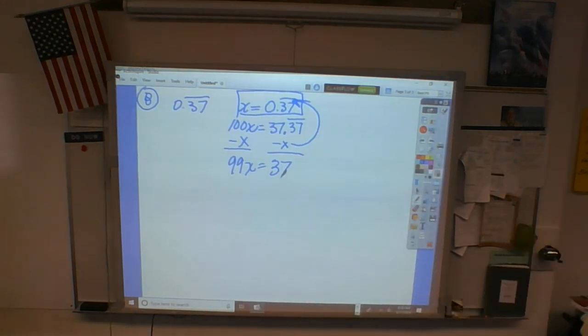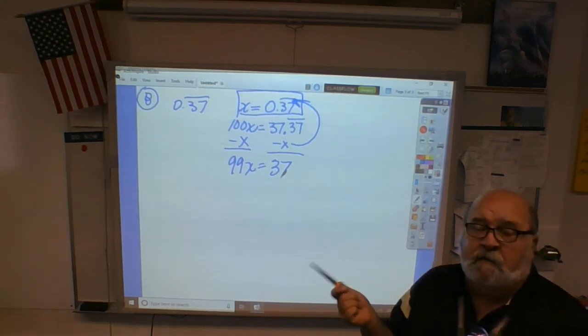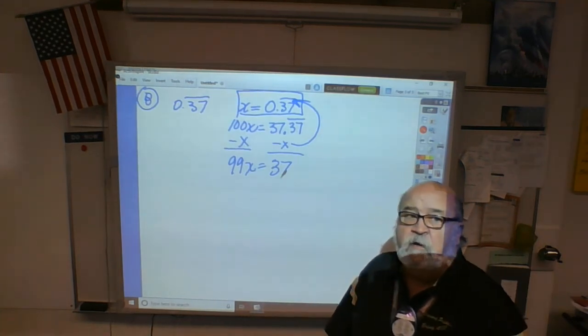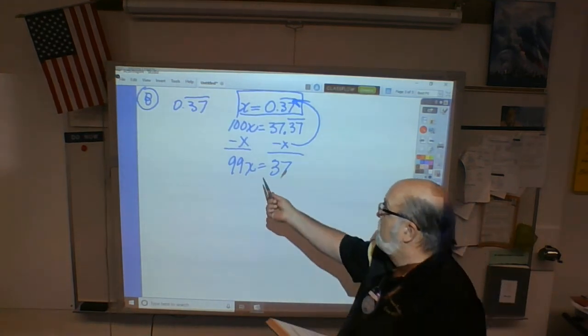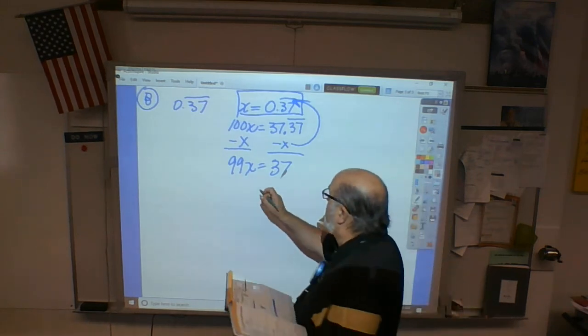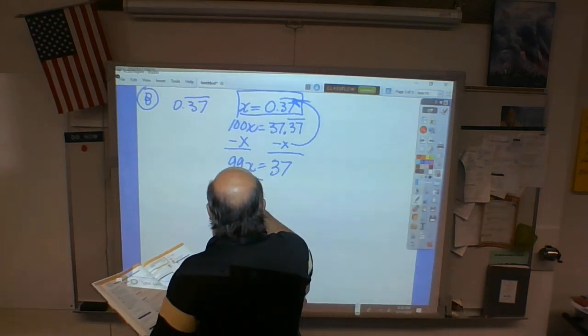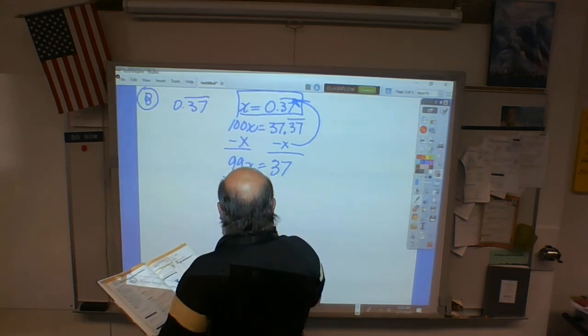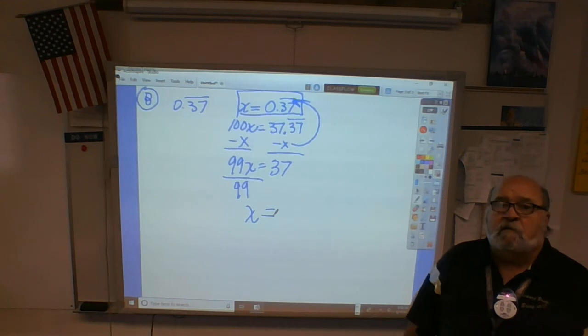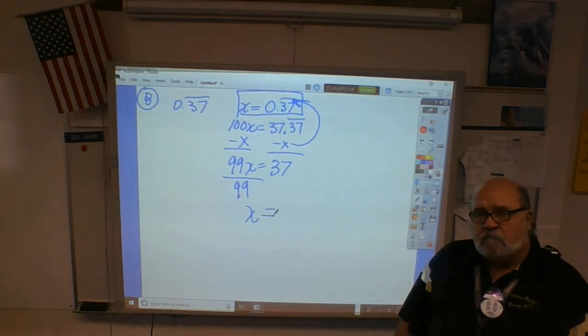No. That's not the answer I'm looking for. I'm not looking for the answer, what's 99x equal? I'm looking for the answer, what's x equal? So immediately I know I need to do this, right? And that'll give me x. Kind of elegant.